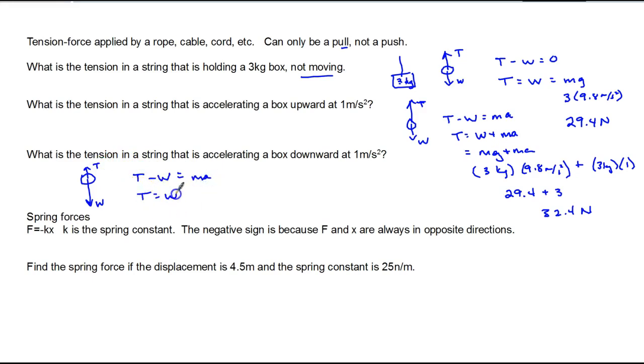So tension is weight plus ma. So that's mg plus ma. Let's come up here, and that's 3 times 9.8 plus the mass is 3, and now the acceleration is negative, so minus 1. So that'll be 29.4 minus 3 equals 26.4 newtons.